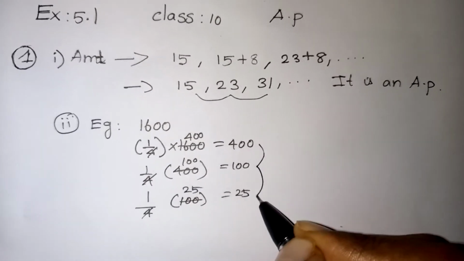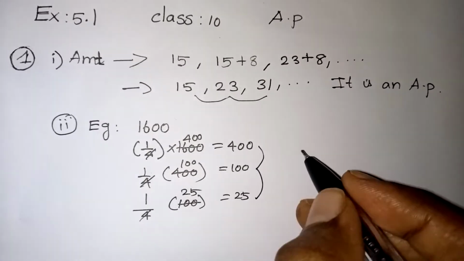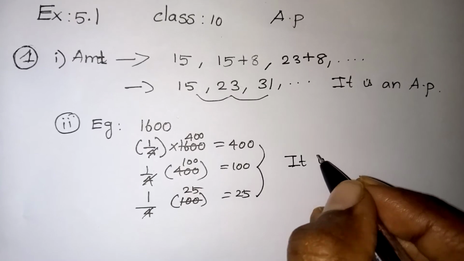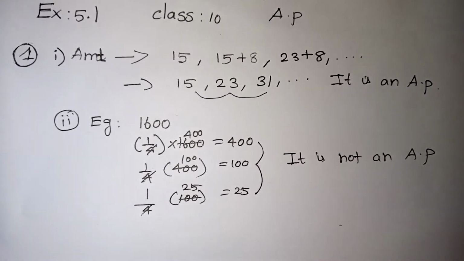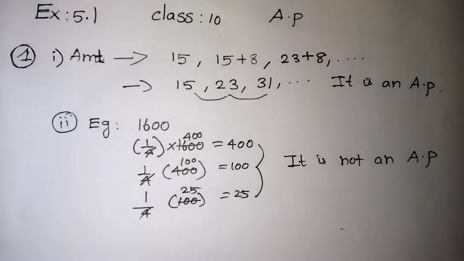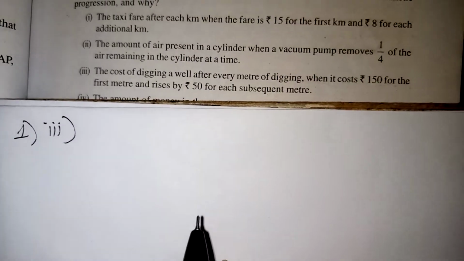The differences of the numbers are not the same here. So we have to say that it is not an AP, because the common difference is not the same. That's why. We'll move on to the next problem now. Third question.